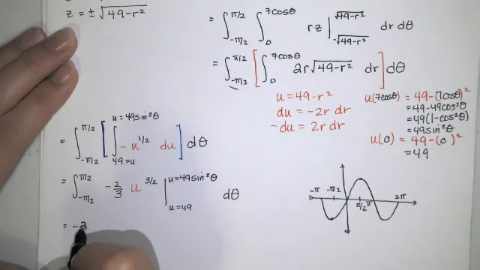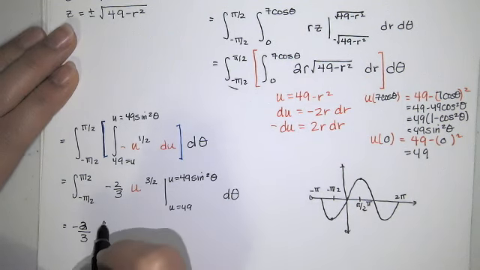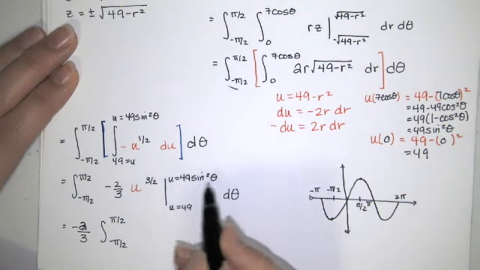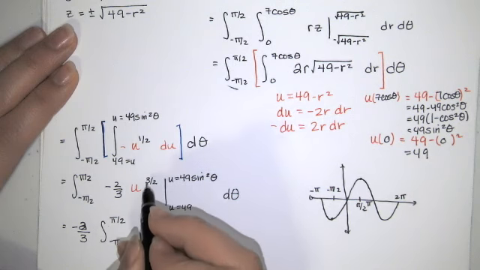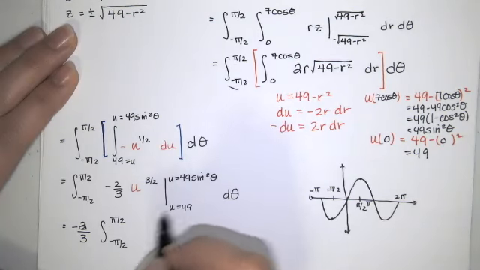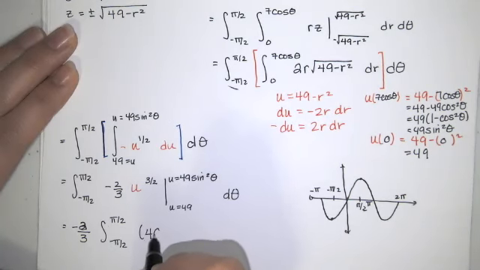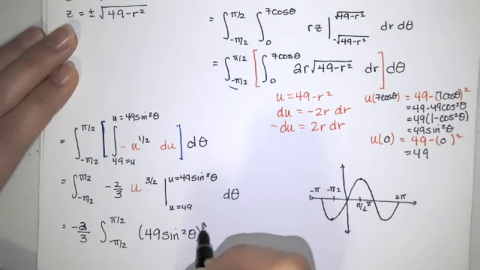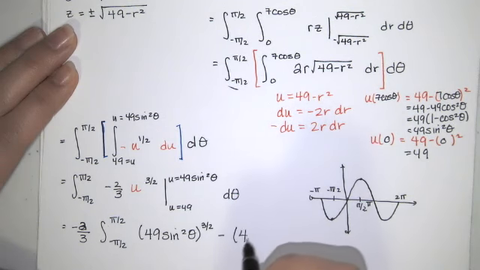I'll factor out the -2/3. And we have the integral from -π/2 to π/2 of this expression raised to the 3/2 power. So we'll have 49 sine squared theta raised to the 3/2 power minus 49 raised to the 3/2 power.